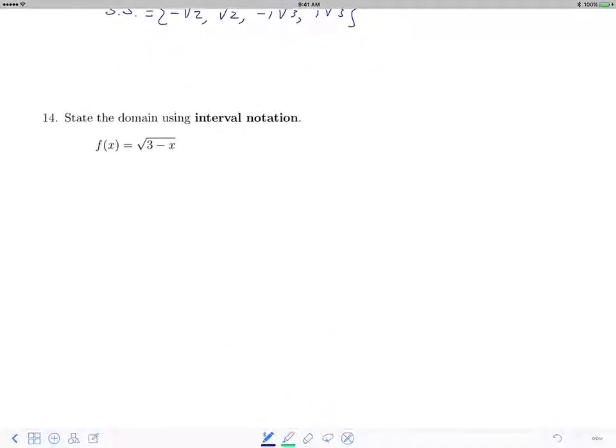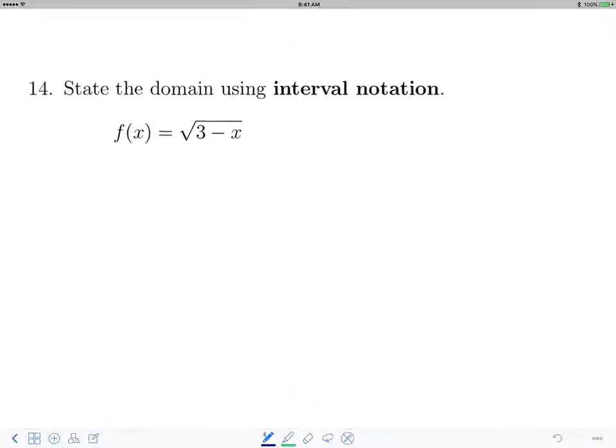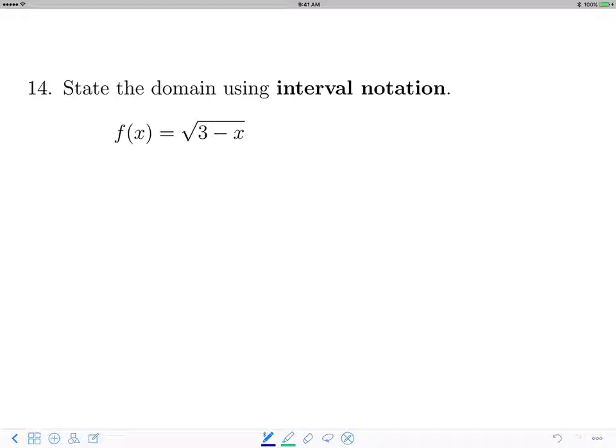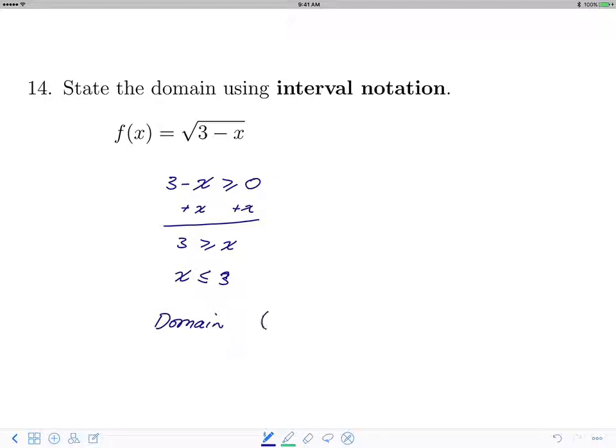In number 14, we have to find the domain of this radical function, square root function. Because the index is even, the radicand, which is the inside part, has to be greater or equal to 0. Adding x on both sides, this gives us 3 is greater or equal to x, or, looking at it the other way, x is less or equal to 3. So in interval notation, the domain would be written as parentheses negative infinity comma 3 bracket.